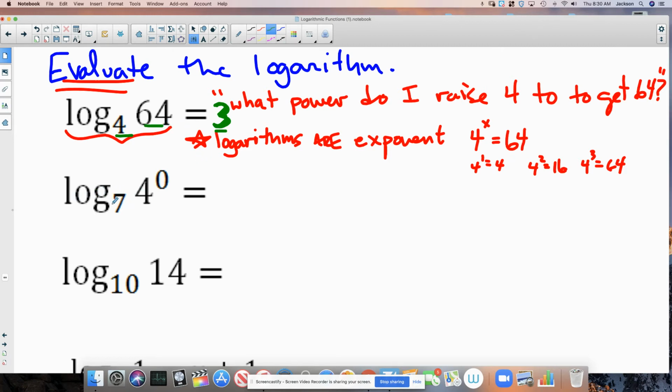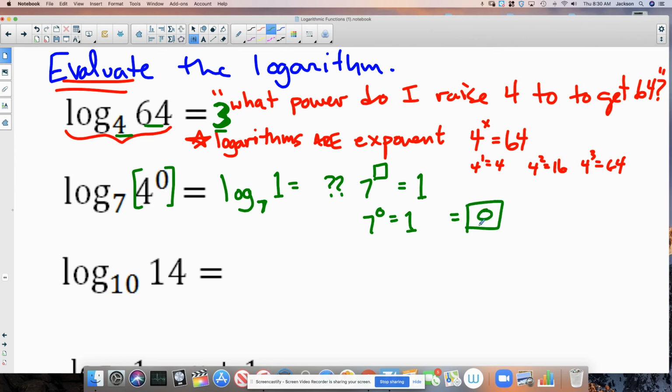Let's look at this next one. Log base 7 of 4 to the 0. We've got an exponent inside here, which is okay because we know that anything raised to the 0 power is 1. So I can rewrite this statement to say log base 7 of 1. And again, we ask ourselves, here's the question. 7 raised to some power has to equal 1. This logarithm is saying if I raise this number to a power, I get a value of 1. What exponent needs to be in this place in order for 7 raised to that exponent to equal 1? We should remember from your exponent rules that 7 to the 0 power is equal to 1. Anything to the 0 power is equal to 1. Therefore, the value of this logarithm is 0.